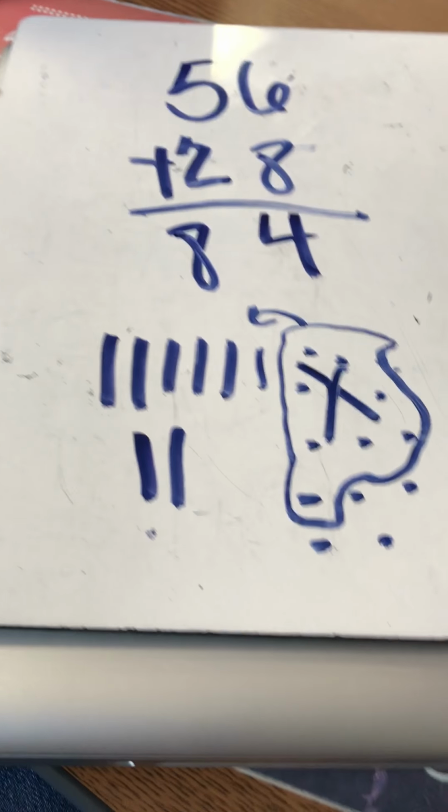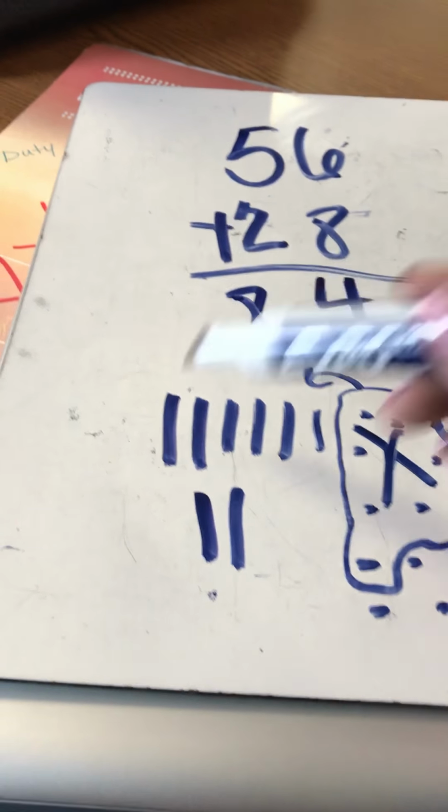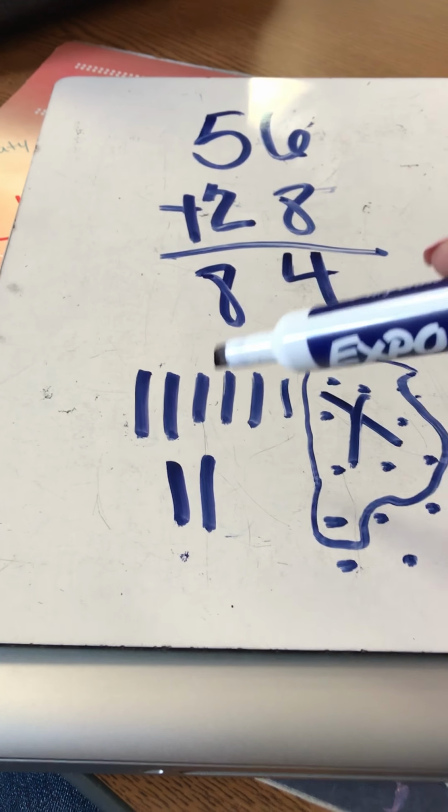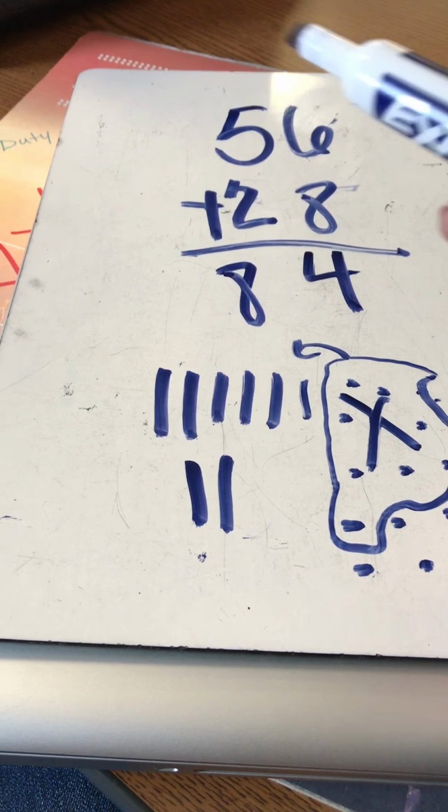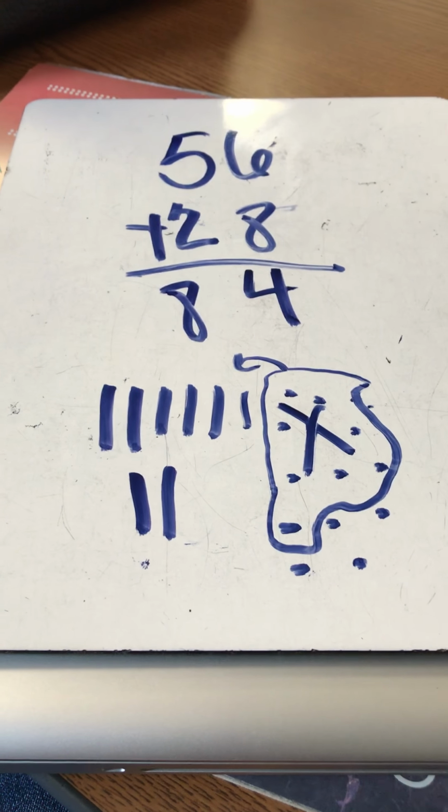5, 6, 7, 8. Okay, and the same is true of any place. You would do the same thing if you had more than 10 tens. You would take 10 of them and trade it out for a 100 block.